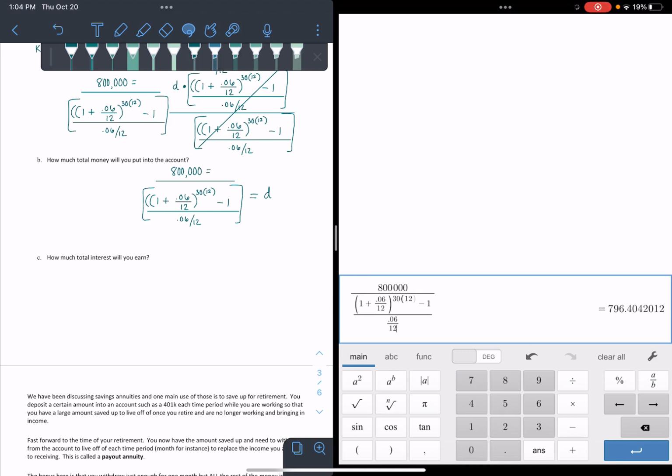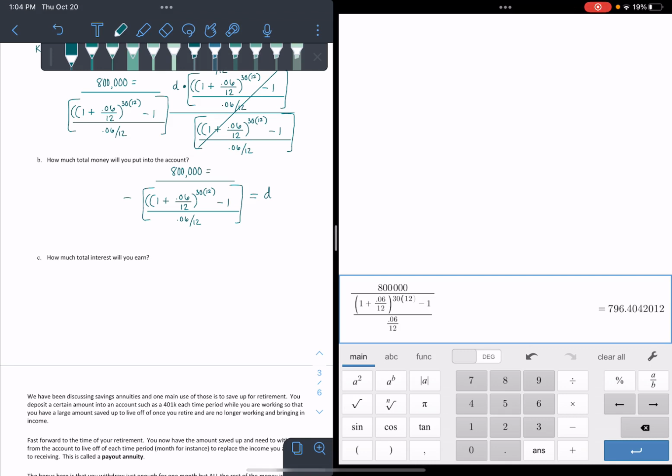So I want to just observe what's going on here. You've got 800,000 on the top, and then under it, you have a fraction. And that fraction is this. So this entire thing right here goes under the 800,000. Okay? You have to be very careful putting this in. I know it's annoying. It might take a little while for it to feel natural, but it will happen. You just have to practice.